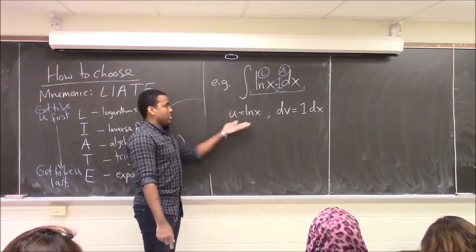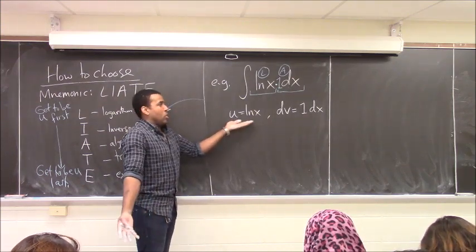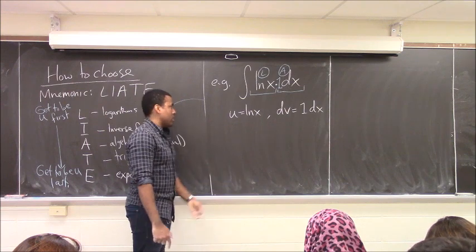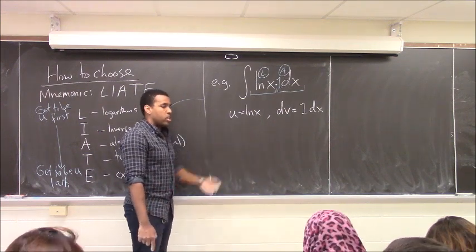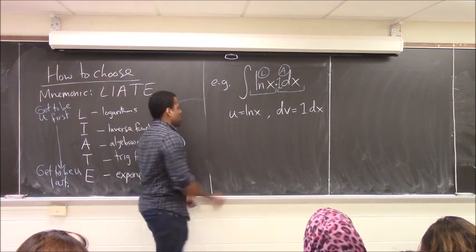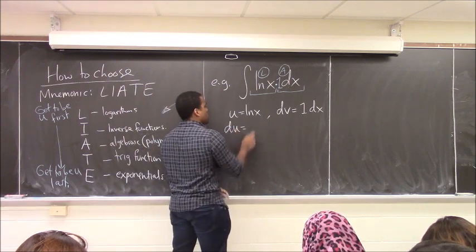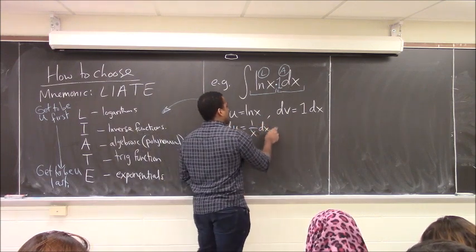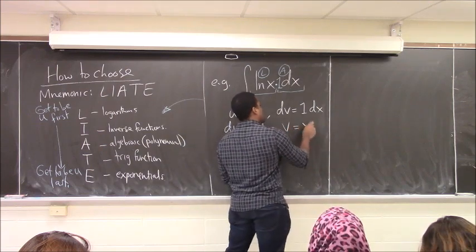It also makes sense that the u had to be the ln, because you don't know how to integrate it, so you couldn't put it over there. The u is the guy you know how to differentiate very easily. The dv is the guy you know how to integrate. Here, your du would be 1 over x dx, and here your v would just be x.